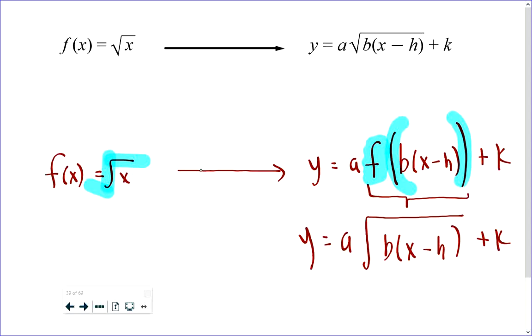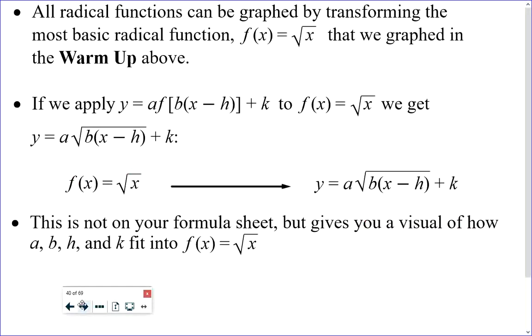The reason why I think you should understand how you can build that is it's not on your formula sheet, which I will... You'll get a formula sheet eventually. I still haven't given it to you. Is that correct? Okay. This is not on your formula sheet, this y equals a root b bracket x minus h plus k. So if you understand how to produce it, you will understand how a, b, h, and k fit into root x, which will be helpful.